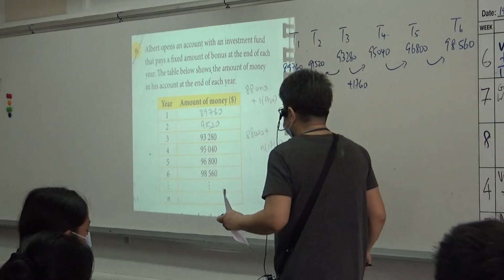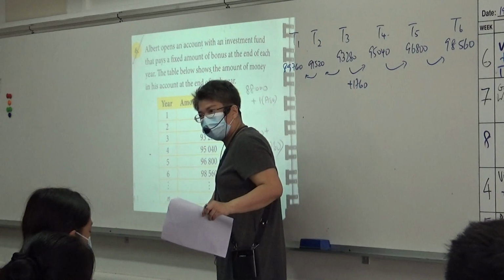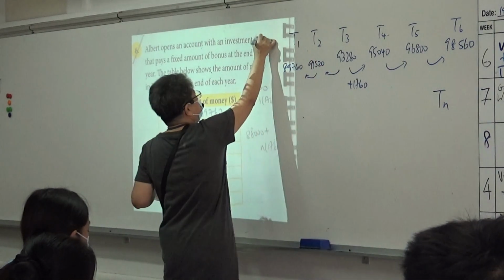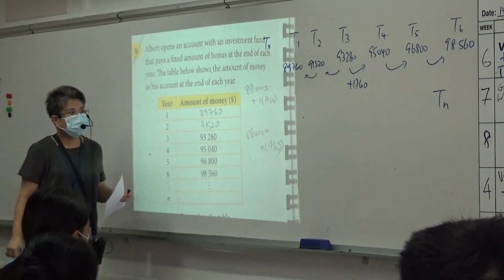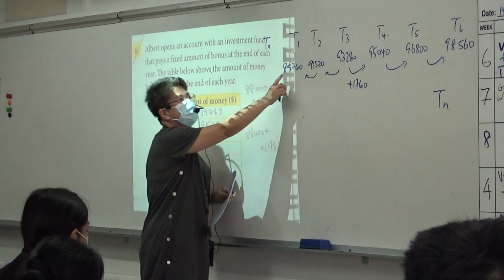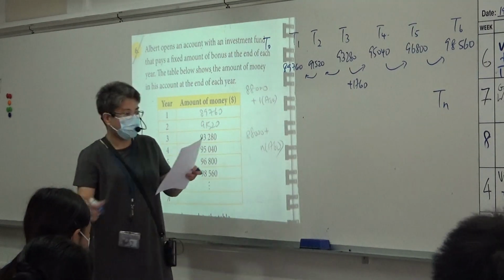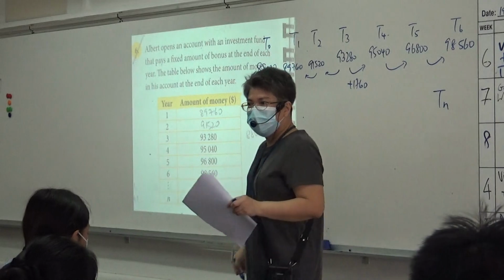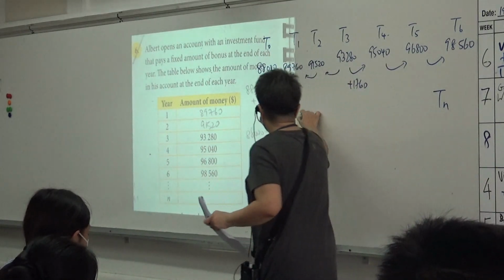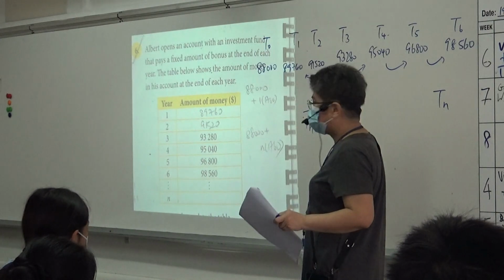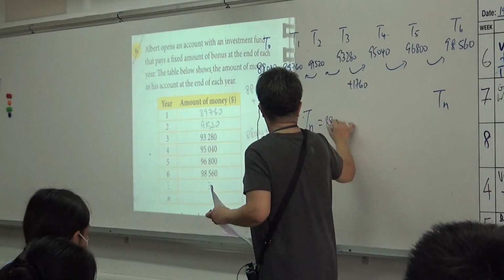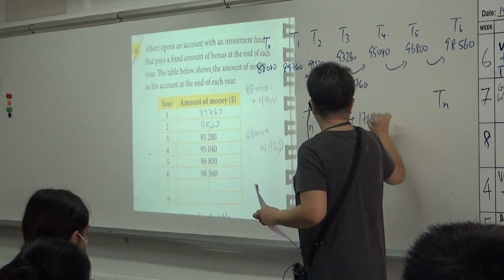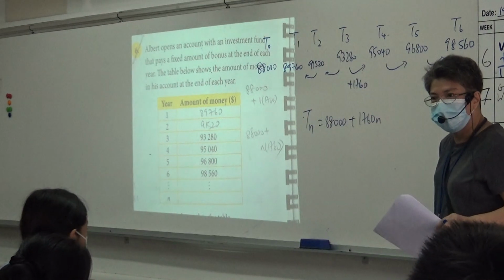But this guy will have a problem, right? My next term. So what is my Tn? Now, what do you think will be my T0? This one I will minus 1760. So 88,000, right? So my Tn term will be 88,000 plus 1760 times n. Do you all agree?